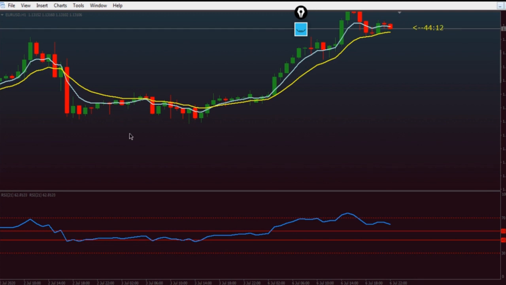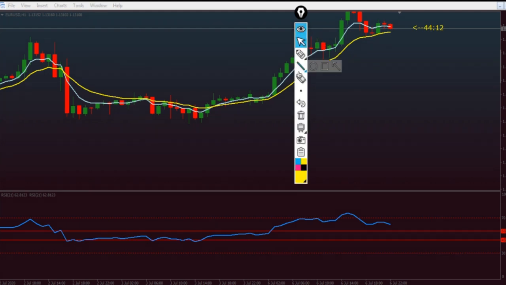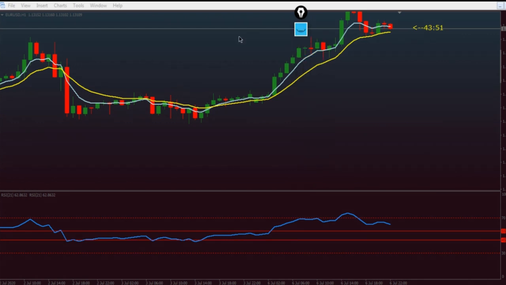As you see, my friend, as I told you, we'll always enter at that one cross here. Put it like that, a circle for you. Cross here, we enter. If it hits the stop, we don't care. If it hits the target, we don't care. That's how it's trading.